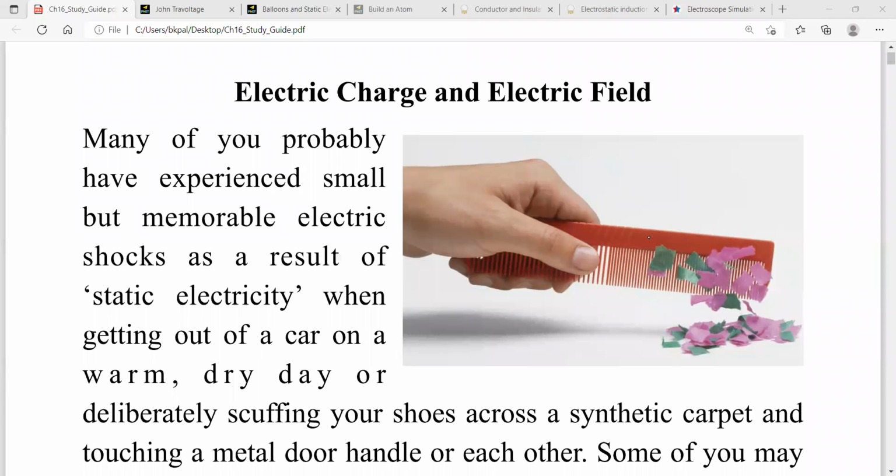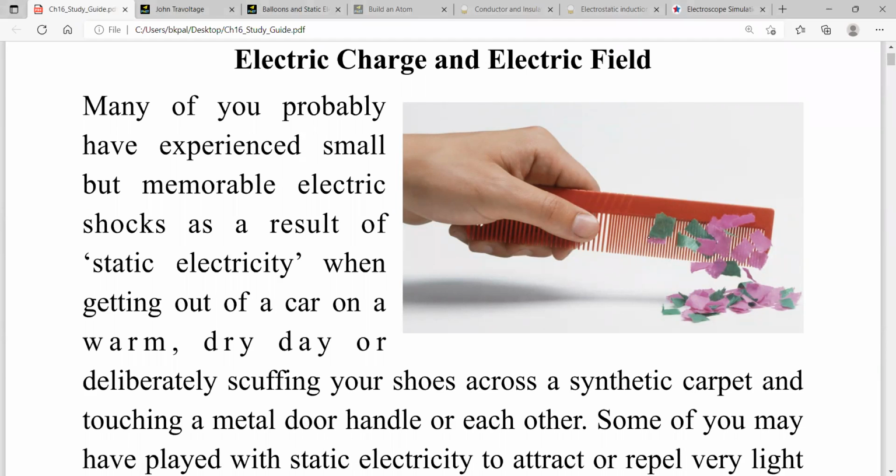All right, so let's start. Today I'm going to talk about chapter 16, and this is about static electricity. Here you are basically learning about electric charge and electric field. All right, so let's start with this experiment.